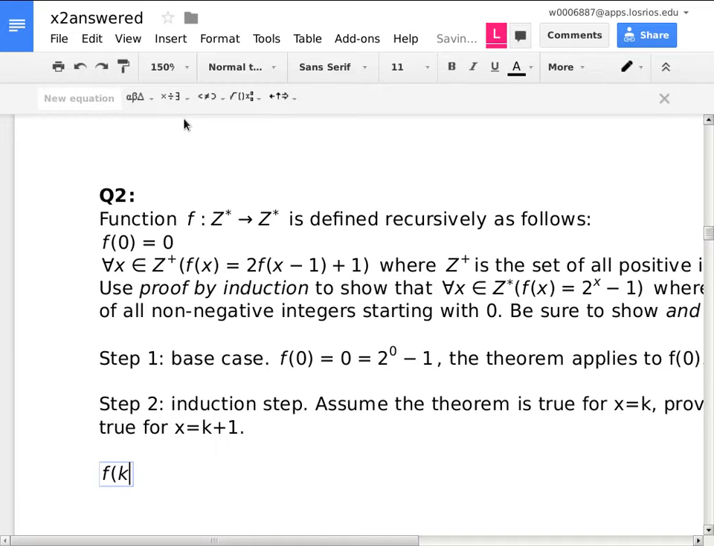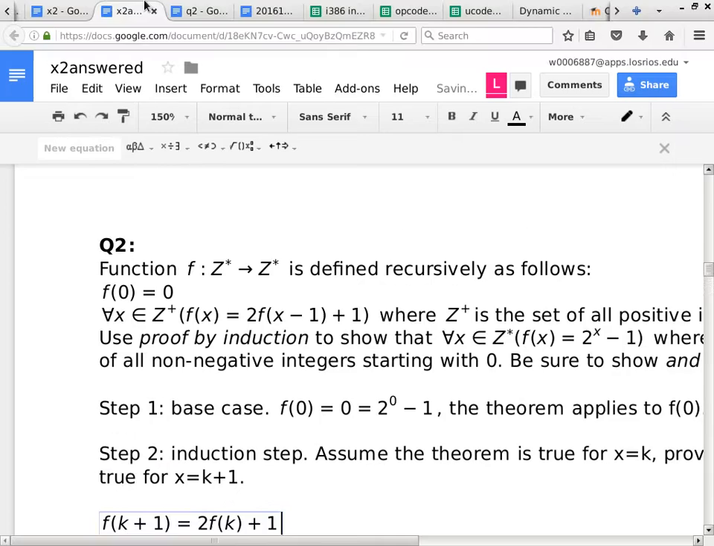Okay, so we are basically looking at k plus 1 as a case. So the first thing we notice about f of k plus 1 is, let's just go by the definition. If I go by the definition, I know it is 2 times f of k plus 1.